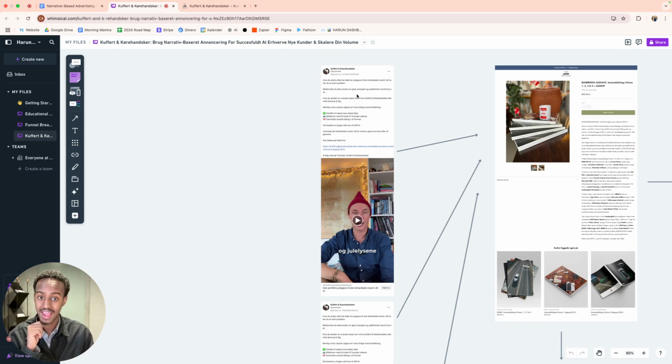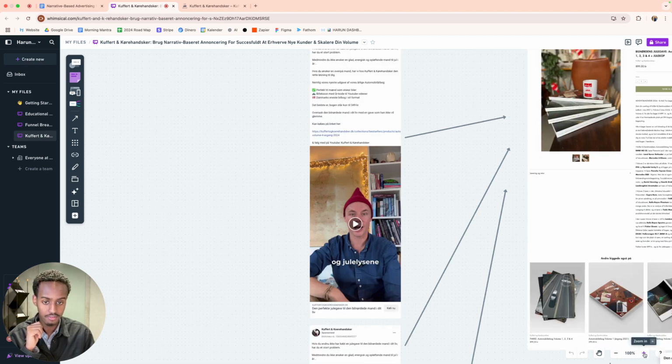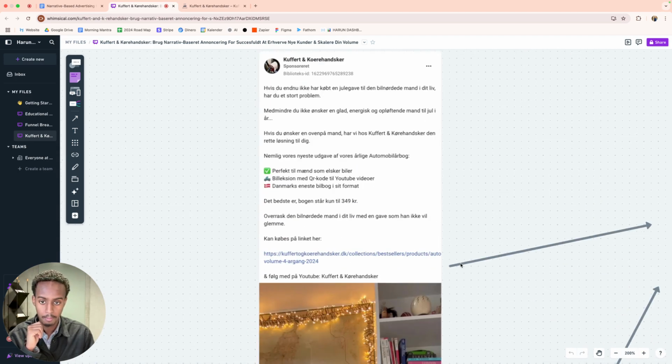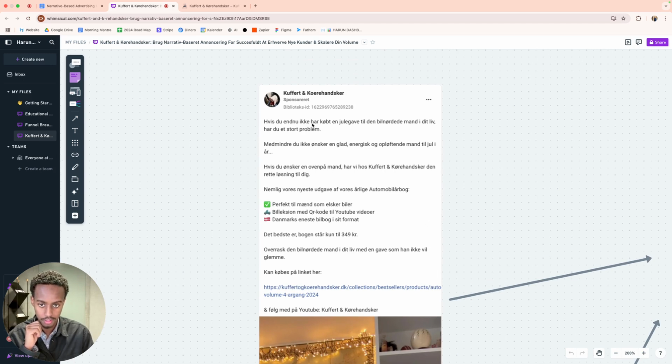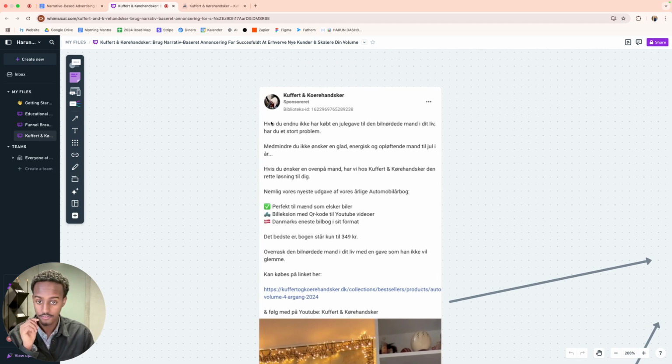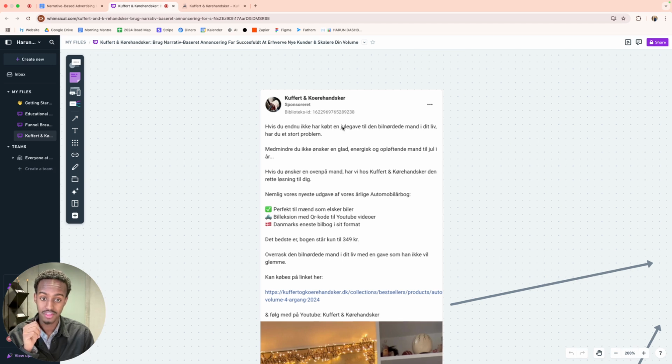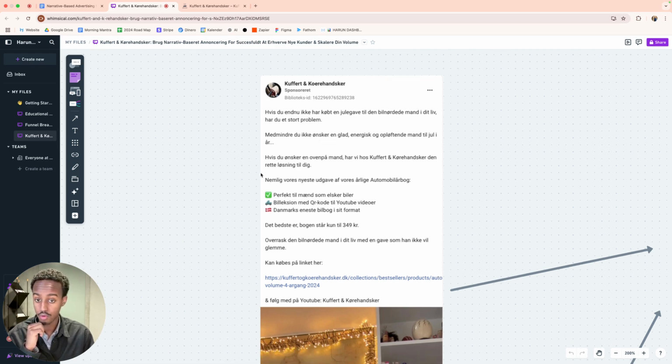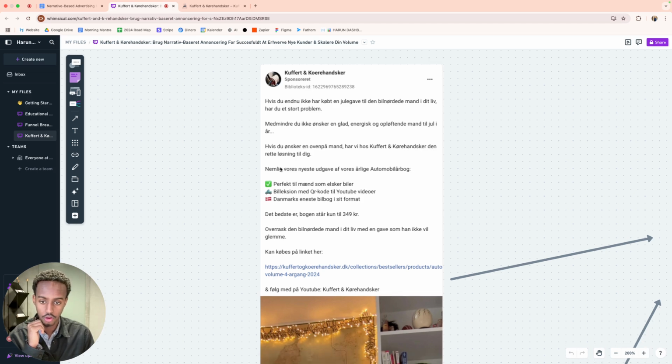So we are using that angle, and obviously this is in Danish, but if I just break down the copy, you might understand it better. So the copy says, if I translate it to English, if you haven't purchased a Christmas gift for the man in your life that loves cars, you have a big problem, unless you don't want a man which is happy, energetic, and positive this Christmas. If you essentially want a man who is all of those things, we at Kuffer og Kørhandsker, the brand, have the right solution for you.